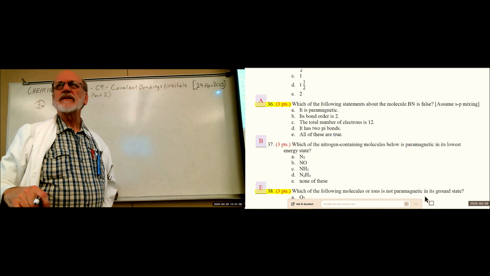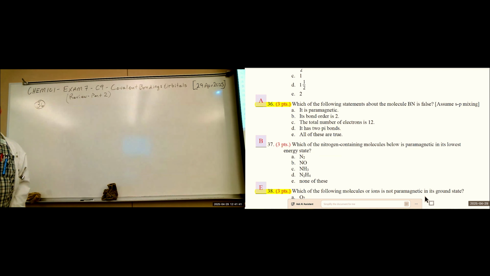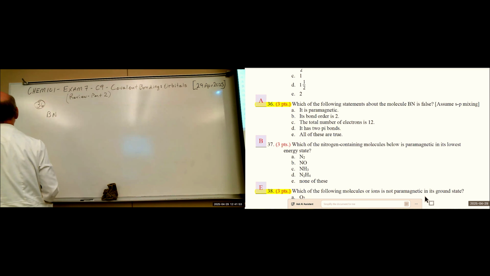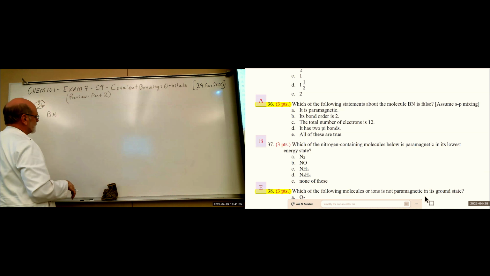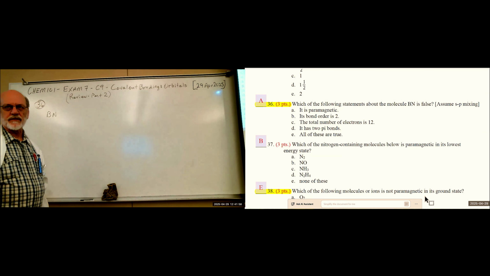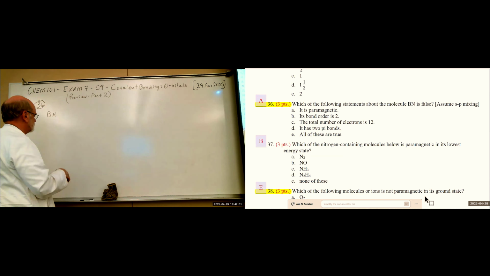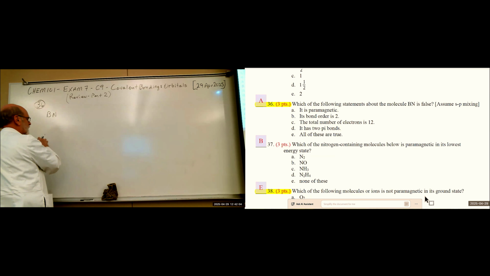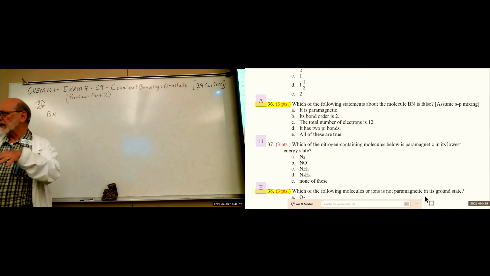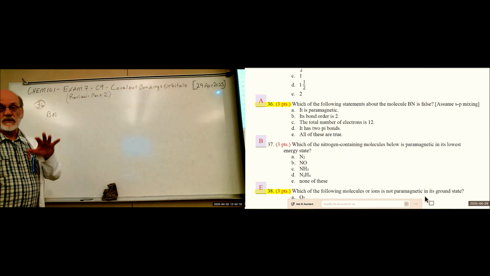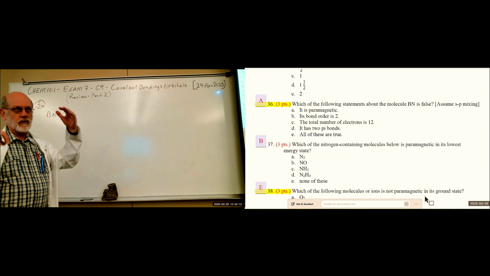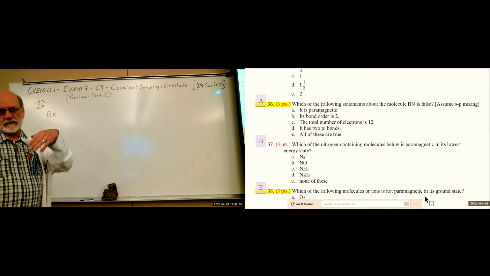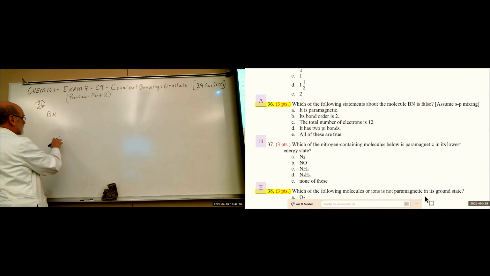Okay, so we have: which of the following statements about the molecule BN is false? Assume sp mixing. Okay, so if we do boron and nitrogen, since they're both in the same period, we should be able to use the shorthand method without having to draw out the diagram. If you get a molecule where you've got atoms coming from different periods, then you usually have to draw the energy diagram to figure out which ones are actually forming the molecular orbitals. But this one should be safe.